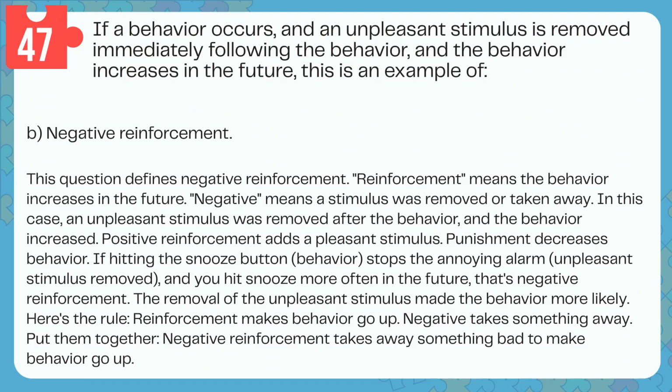Answer: B. Negative reinforcement. This question defines negative reinforcement. Reinforcement means the behavior increases in the future. Negative means a stimulus was removed or taken away. In this case, an unpleasant stimulus was removed after the behavior, and the behavior increased. Positive reinforcement adds a pleasant stimulus. Punishment decreases behavior. If hitting the snooze button stops the annoying alarm, the unpleasant stimulus is removed, and you hit snooze more often in the future, that's negative reinforcement. The removal of the unpleasant stimulus made the behavior more likely.